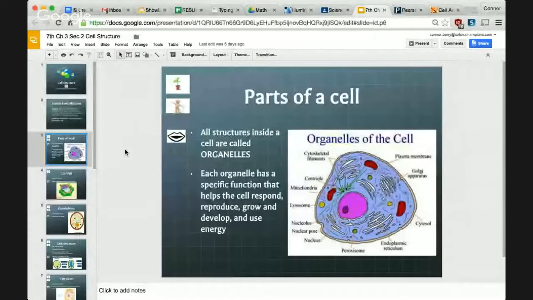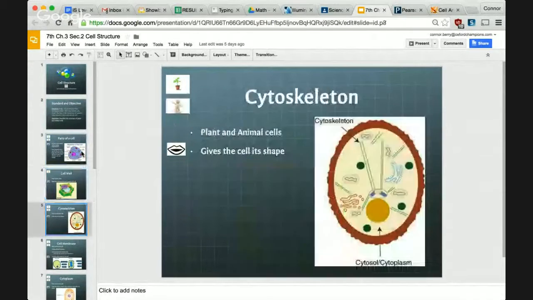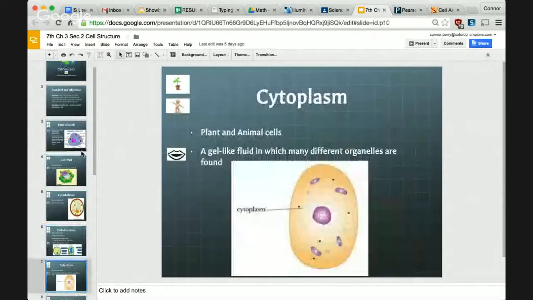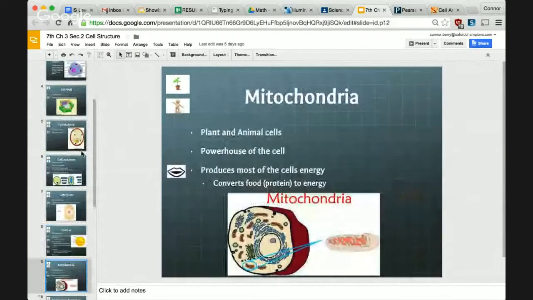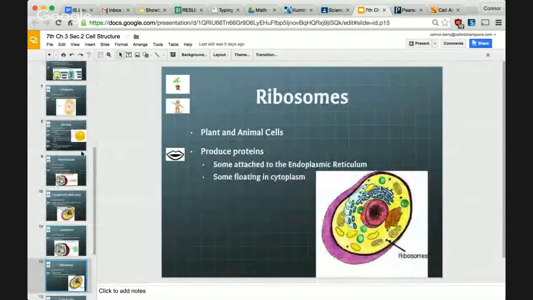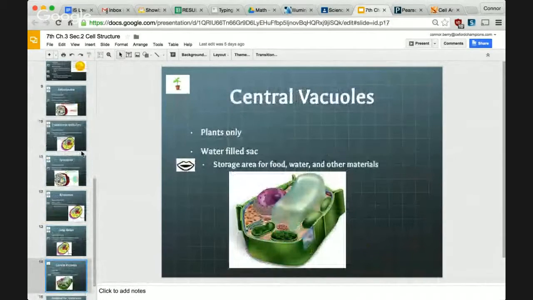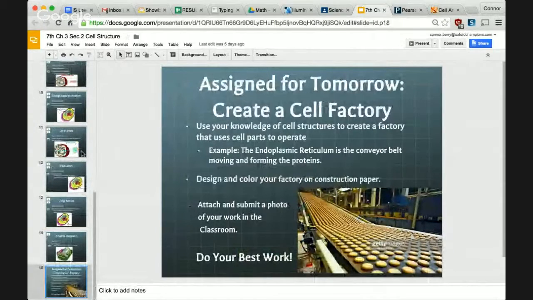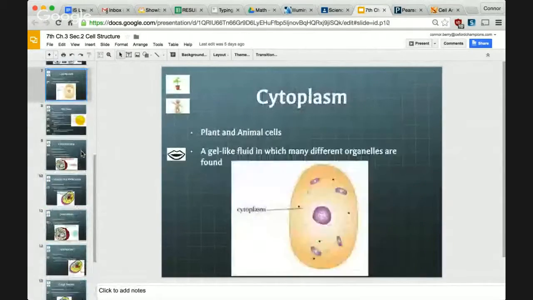As far as our science goes, it's pretty straightforward. We were just talking about different parts of a cell. I'm going to go ahead and show you the document we were working on yesterday. So here we go. This is parts of a cell, right? As we go through, you can see we have cell wall, cytoskeleton, cell membrane, cytoplasm, nucleus, mitochondria, endoplasmic reticulum, lysosomes, ribosomes, Golgi bodies, central vacuoles, and then this is our assignment for today.